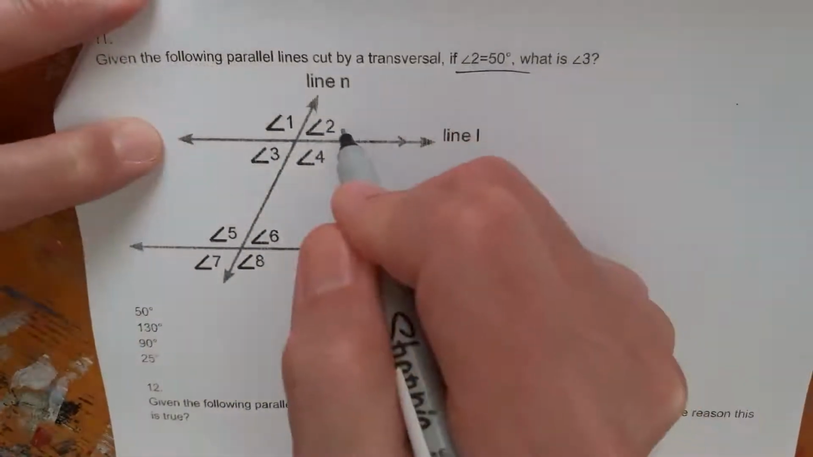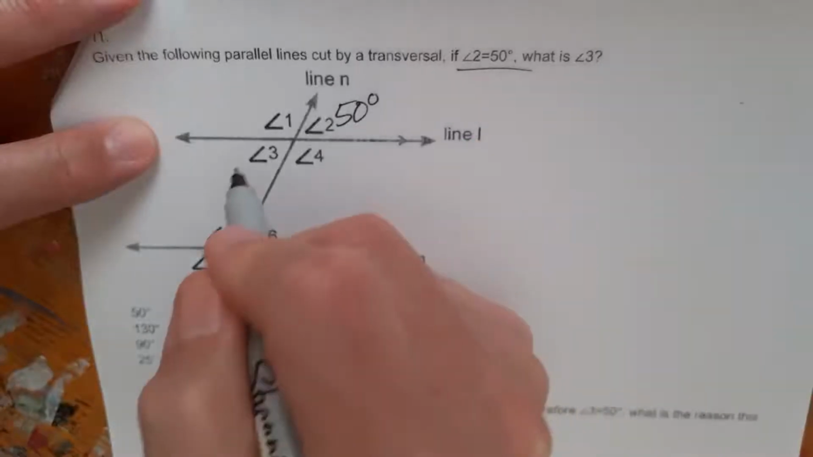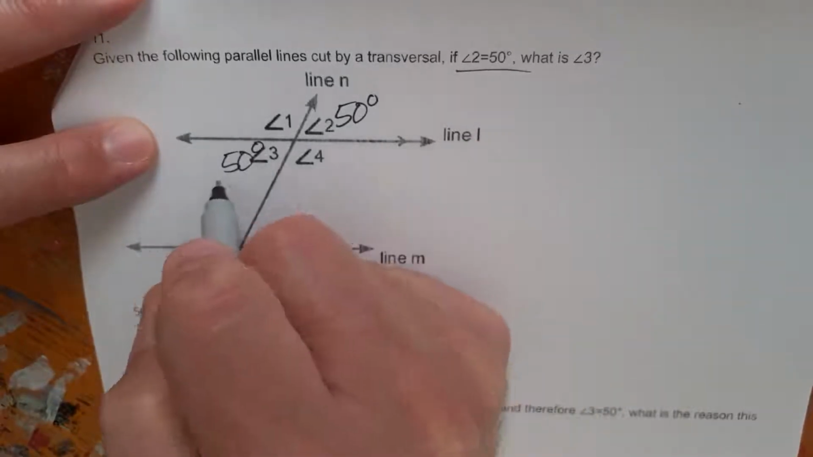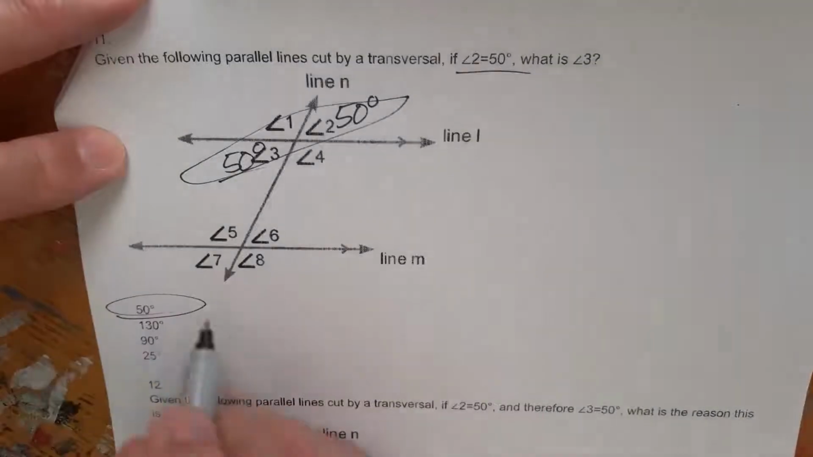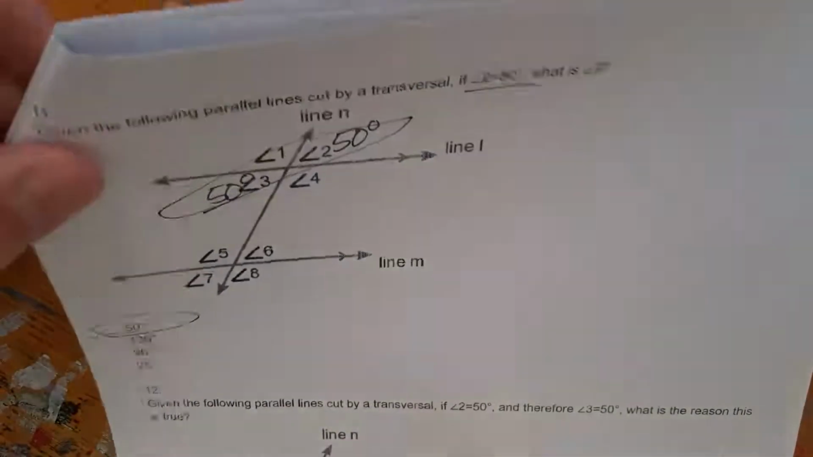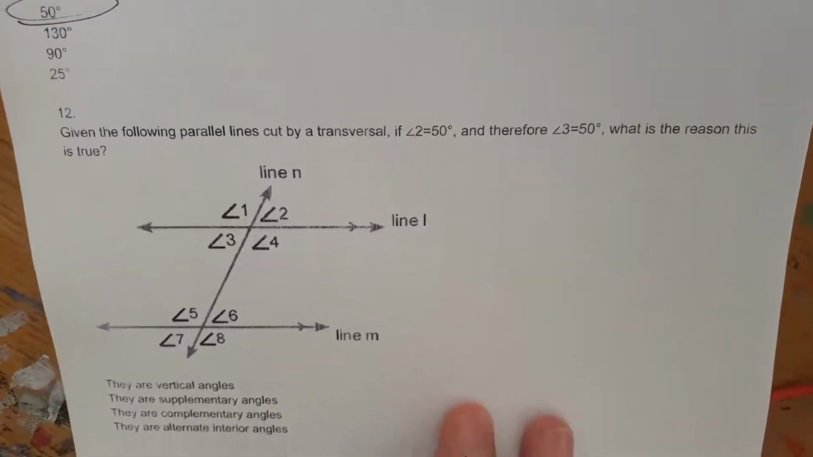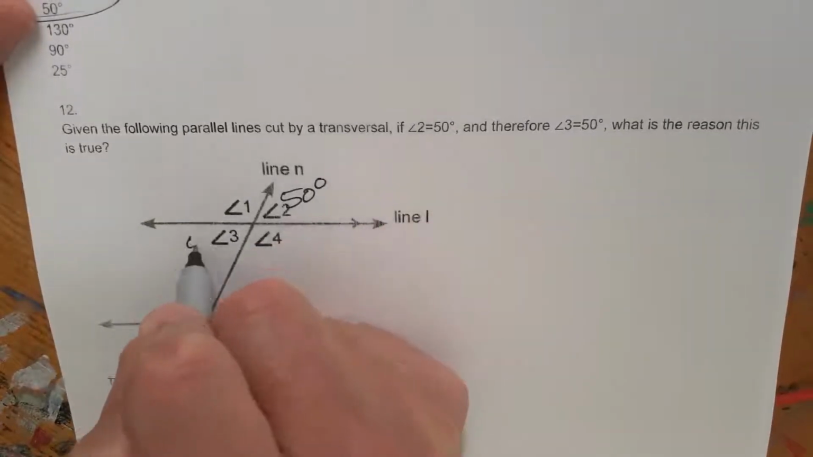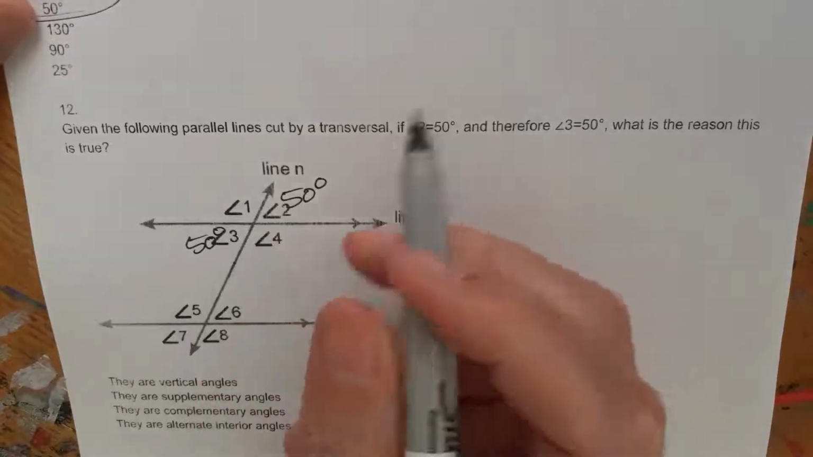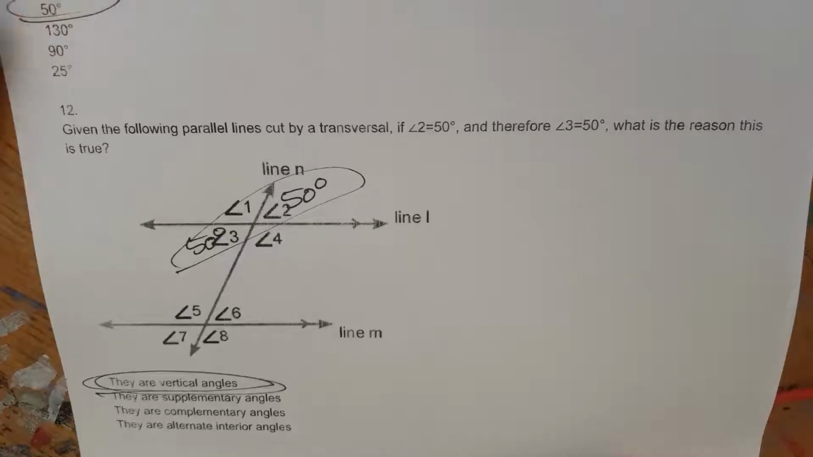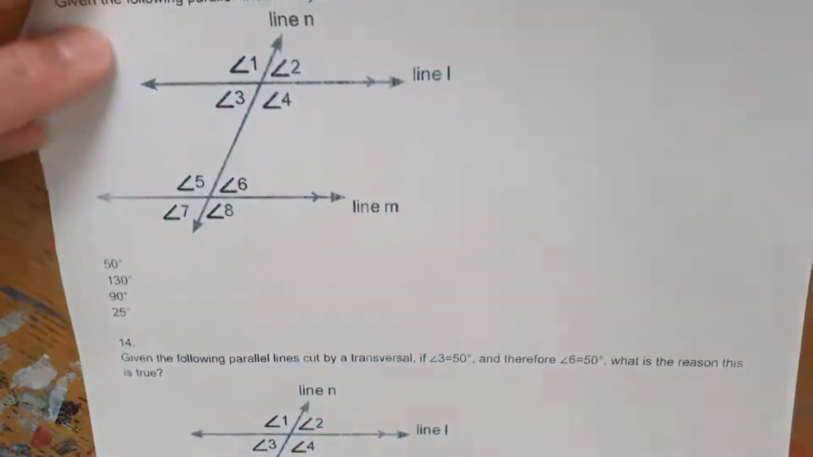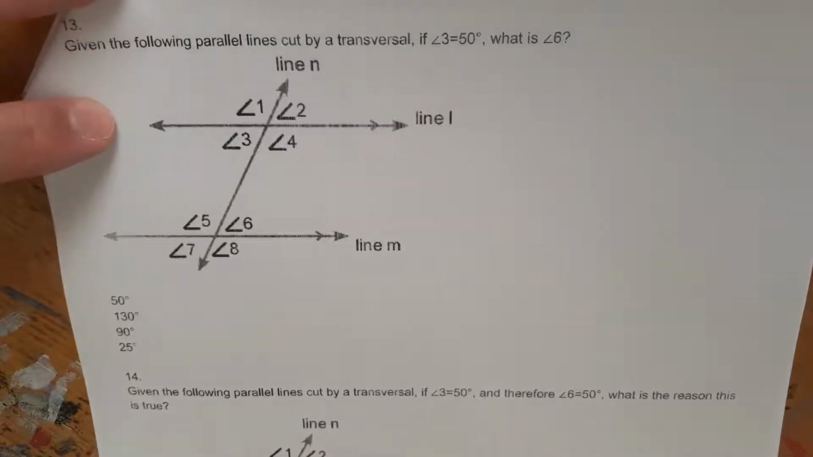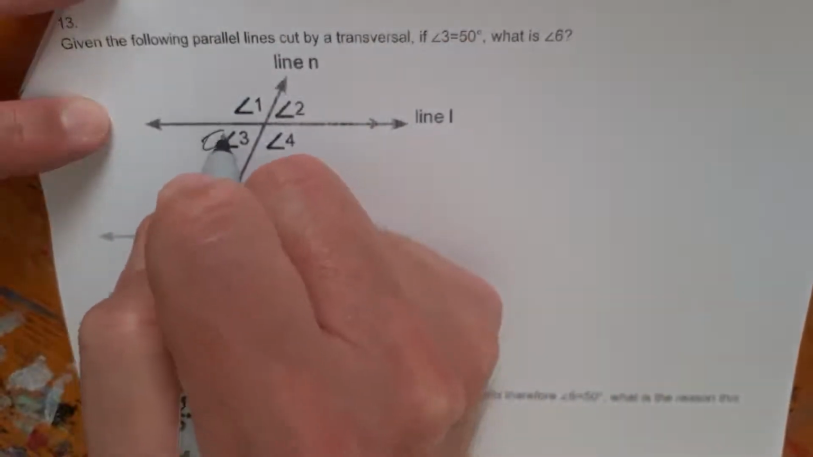If angle 2 is 50, what's angle 3? Got to be 50. They are vertical angles. If this is 50, angle 3, then why? Vertical angles. There's a lot of problems in this set, but I think they're very easy once you get the hang of it. All right, what do we got? 3 is 50, so this is 50 degrees.